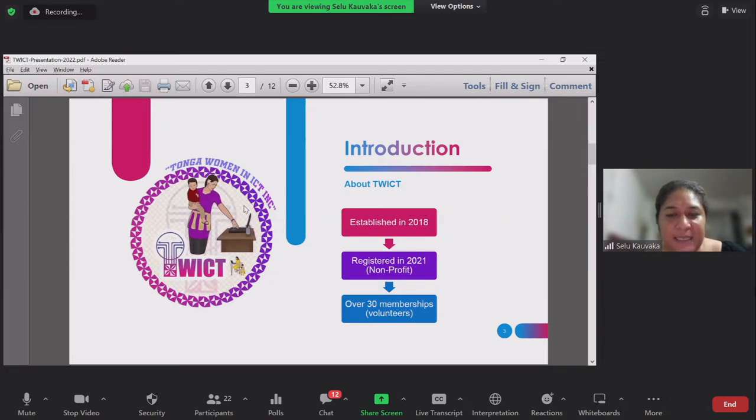Tonga Women in ICT is a group of girls, young girls and women, who are very passionate about ICT, the internet, and everything around it. It was established in 2018, but due to funds not being sufficient, we were only registered in 2021 as a nonprofit organization. Currently, we have over 30 members who all have full-time jobs, but we contribute to Tonga Women ICT voluntarily.